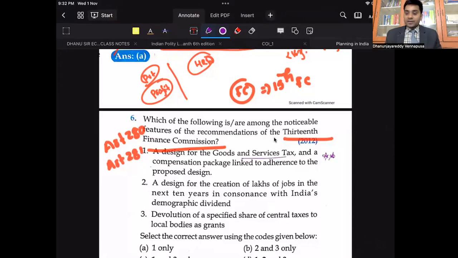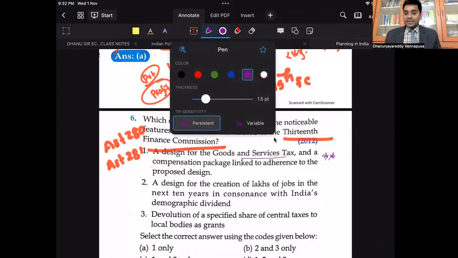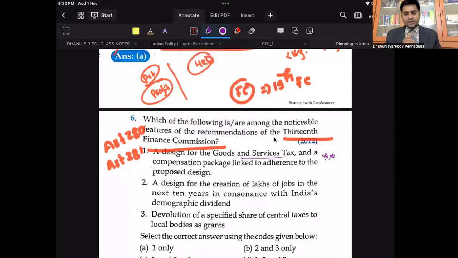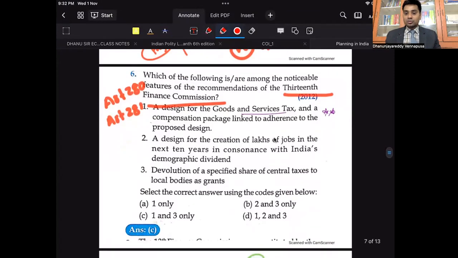A design for creation of lakhs of jobs in the next 10 years in consonance with India's demographic dividend. Now it should be understood that the Finance Commission won't look into these aspects. The Finance Commission speaks about tax devolution, how vertical devolution has to be there, how horizontal distribution has to be there. Whether jobs have to be created, how many jobs, it won't speak on it unless the President of India advises it to do so. So this is not the function of the Finance Commission.